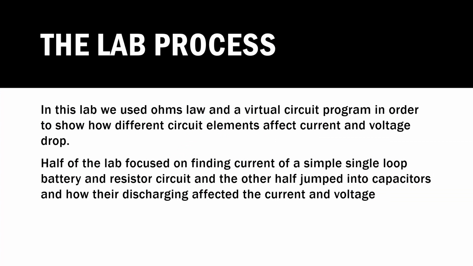So in this lab we used Ohm's law and a virtual circuit program in order to show how different circuit elements affect the current and voltage throughout a circuit. Half of the lab focused on finding currents in a simple one-loop circuit with just a battery and a resistor, but the other half focused on a circuit that involved a capacitor and a light bulb getting charged by it.